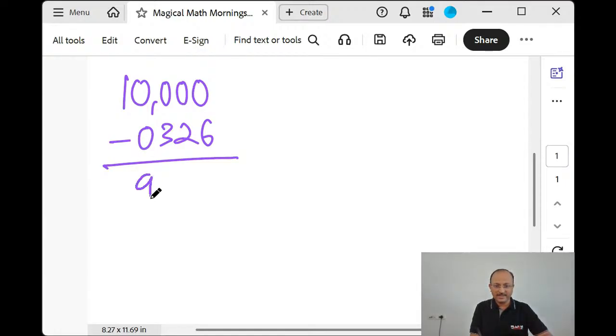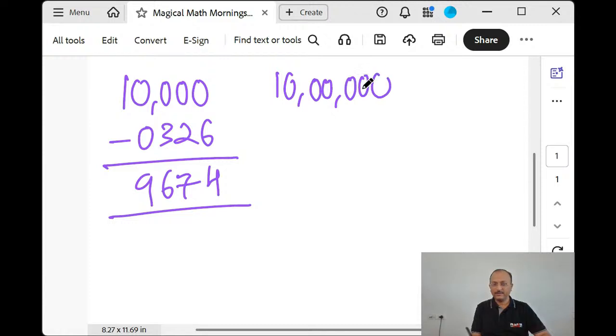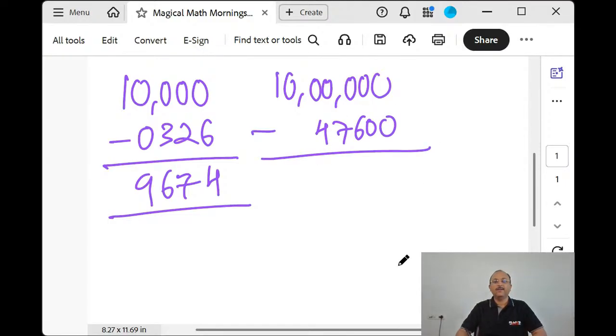Here we'll take 9's complement of these 3 numbers, and the last one is 4. Yes, all others are correct. So he corrected fast. Let's take 10 lakh, and from this we want to subtract 47,600. Subtract this.